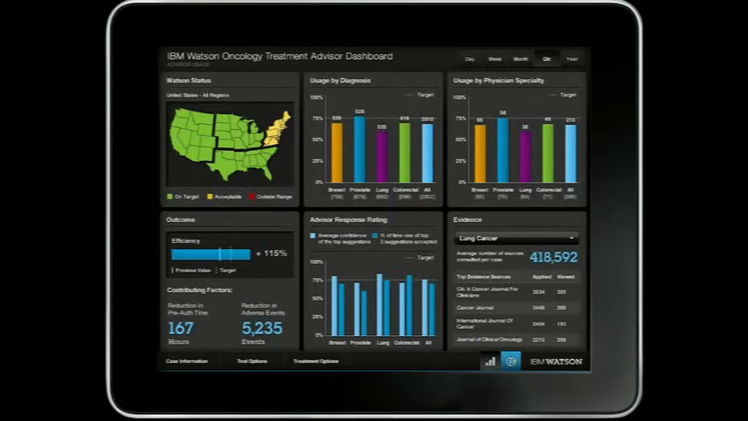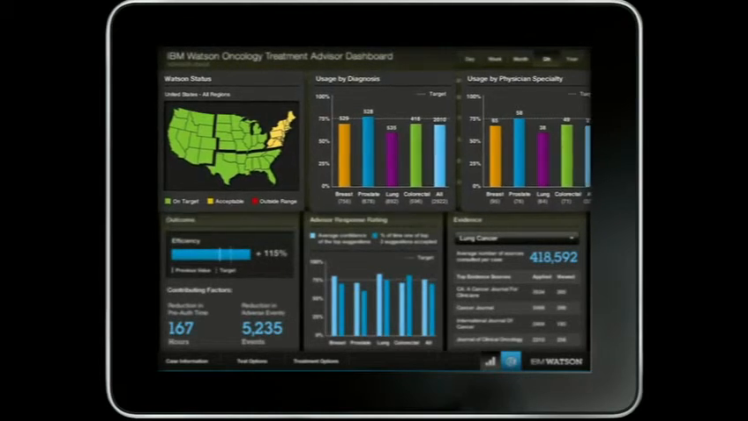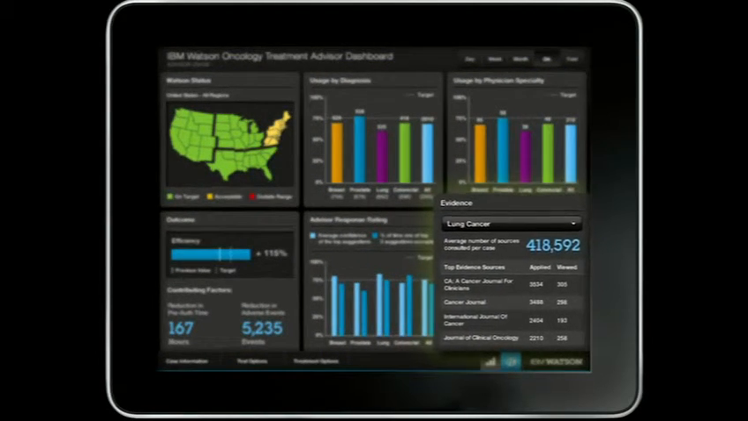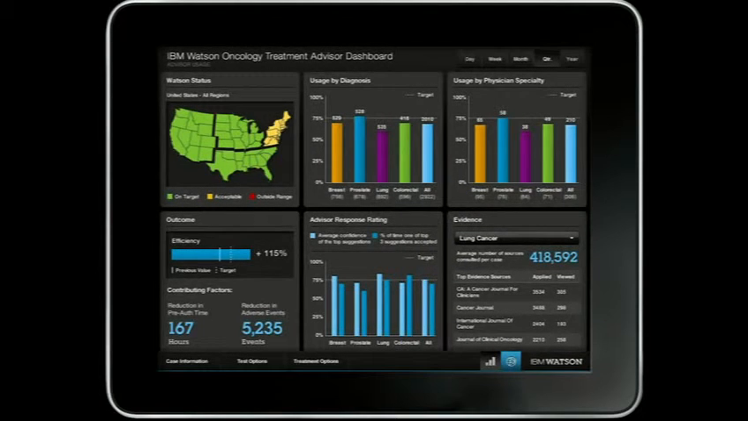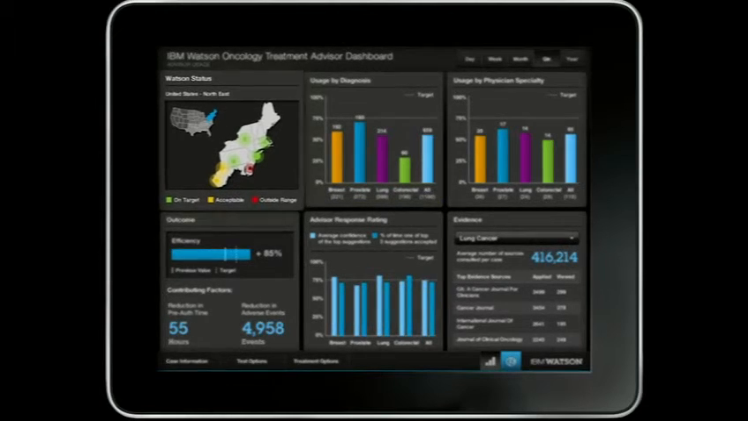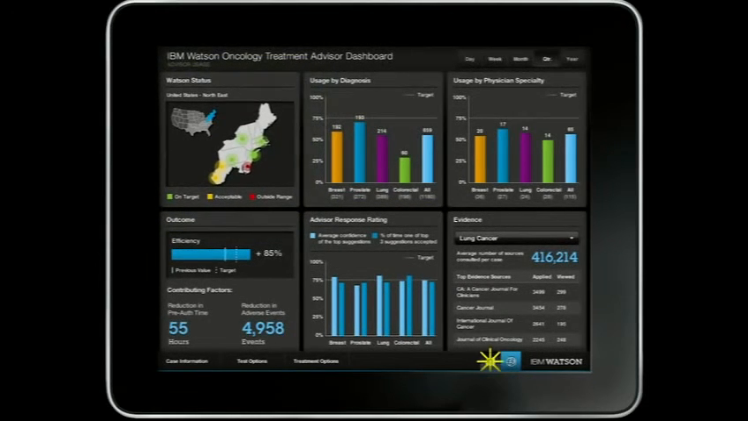Shifting gears from Dr. Norton's role to that of a hospital or health plan administrator, the advisor provides a customizable dashboard showing key performance indicators like where the advisor is being used, how it's performing, and what information sources are most useful. The administrator can drill down into the data more specifically to get more details, such as performance over different time spans, metrics on specific types of cancer, or in this case, a narrower geographic area.